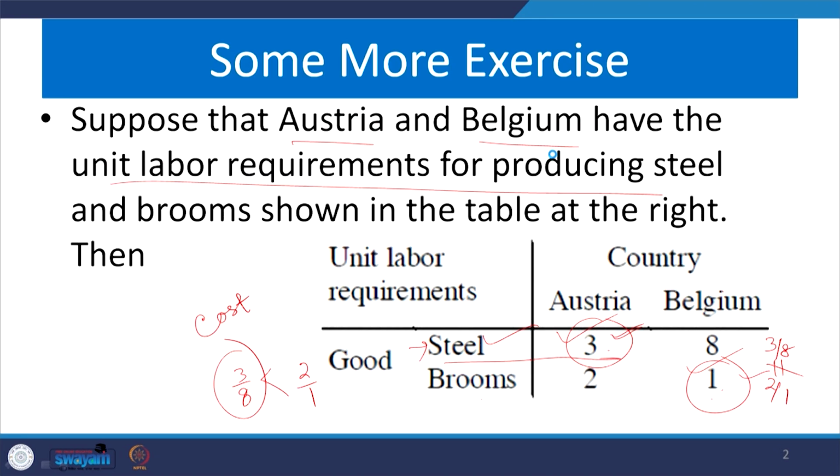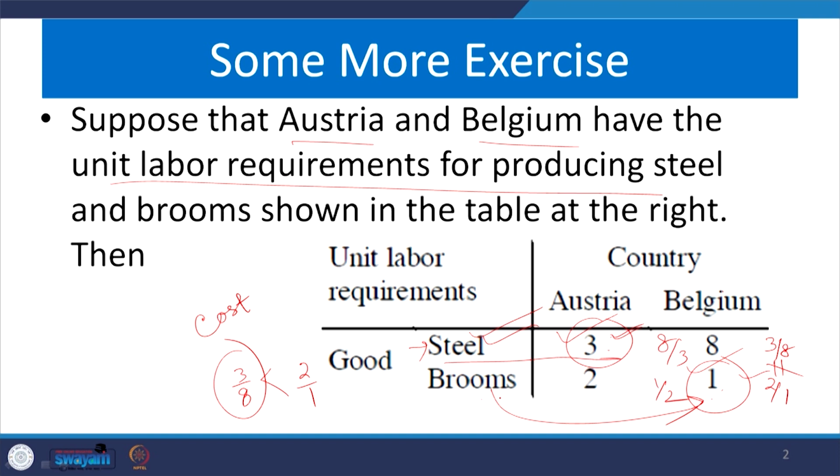Now, we said Austria has comparative advantage in steel. Similarly, the reverse, Belgium has comparative advantage in brooms. If you take the reverse ratio, like 1 upon 8 by 8 upon 3, so 1 upon 8 is half the cost, it is double, more than double. If I just take the different ratio, 8 upon 3 and 1 upon 2, Belgium has half the cost than that of the production of Austria so far as brooms are concerned.